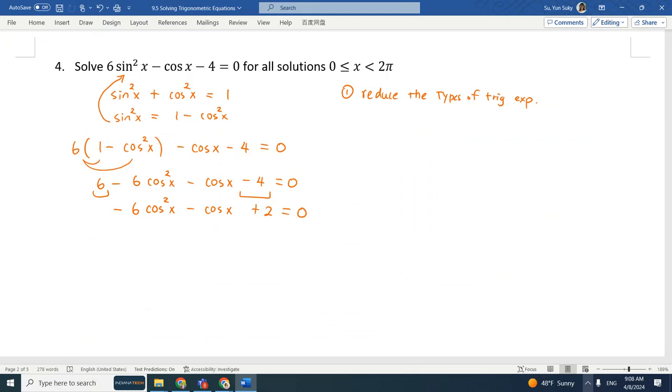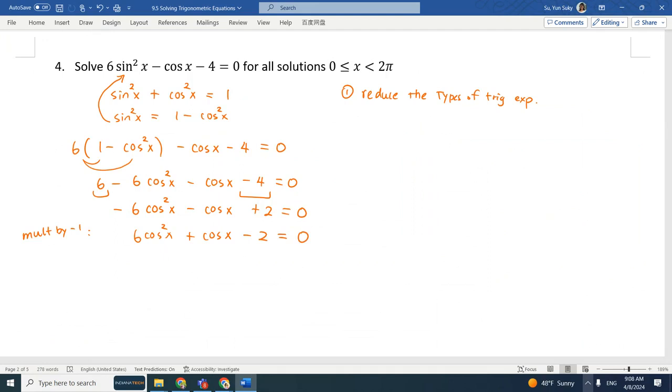I like the leading coefficient to be positive. Right, everybody? When you try to factor a trinomial, you want to make the leading coefficient positive. So we multiply by -1 on both sides. Then on the left-hand side, what do we have? And then plus. Yes. The right-hand side is 0 times -1, still 0.